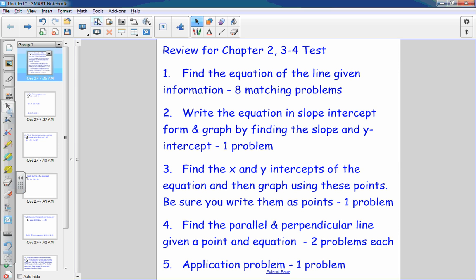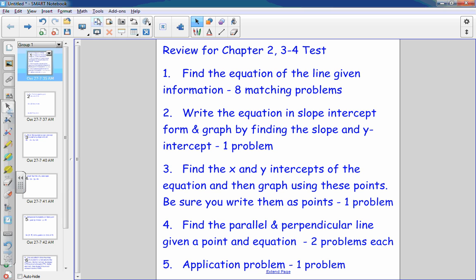Number 4 is find parallel and perpendicular line given a point and equation. You're going to have 2 problems of each. In other words, you're going to have 2 parallel problems and then what? 2 perpendicular problems. Okay? Parallel slopes have the same slope. Perpendicular slopes are opposite reciprocals. Do we all understand that?